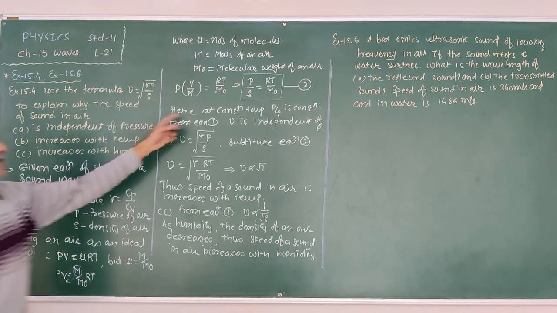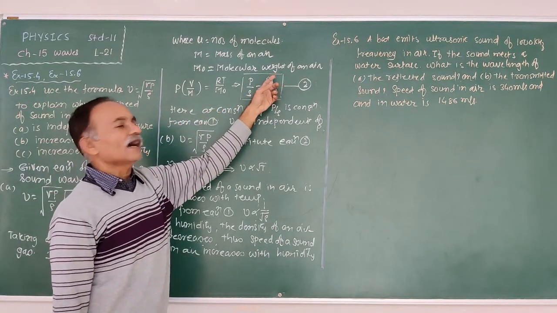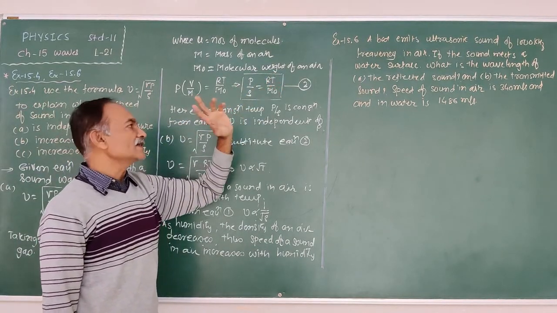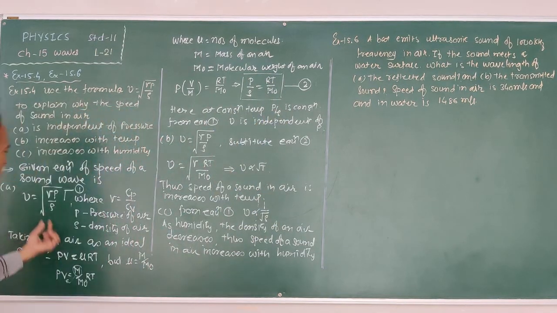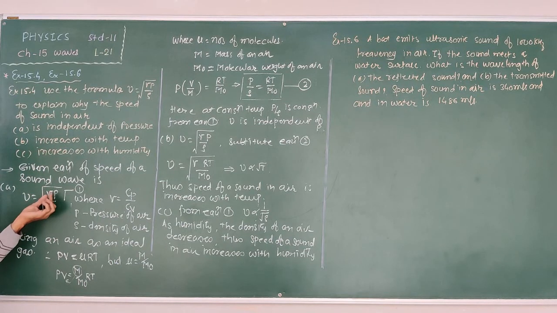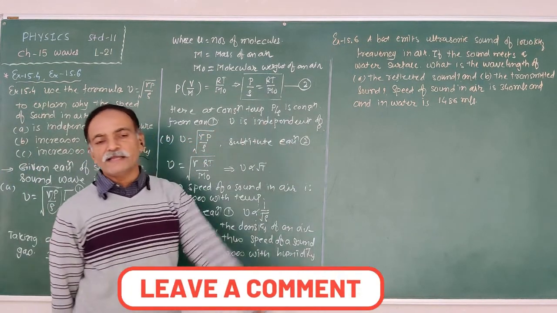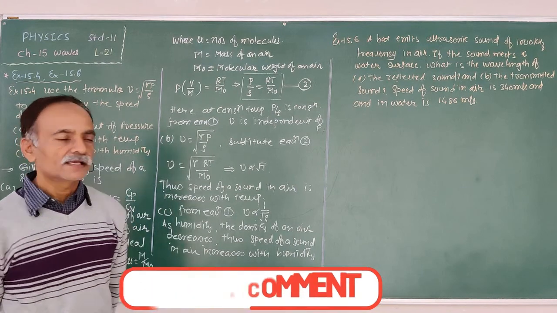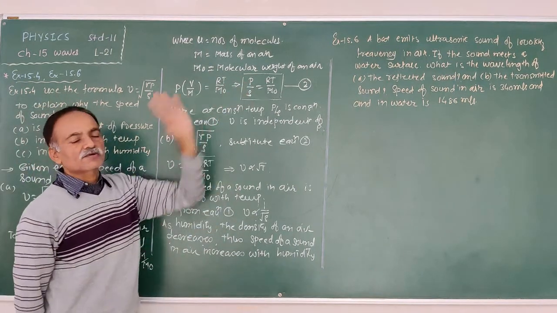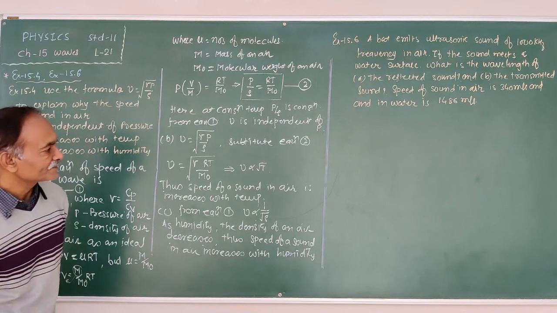Now, at constant temperature, T is constant. So R is constant, M0 is constant, therefore P upon rho is constant. Therefore, from equation 1, v is equal to under root of gamma P upon rho. This part is constant. Gamma is also constant. Therefore, the speed of sound is independent of pressure P. It does not depend on pressure P, because P upon rho is constant at constant temperature.